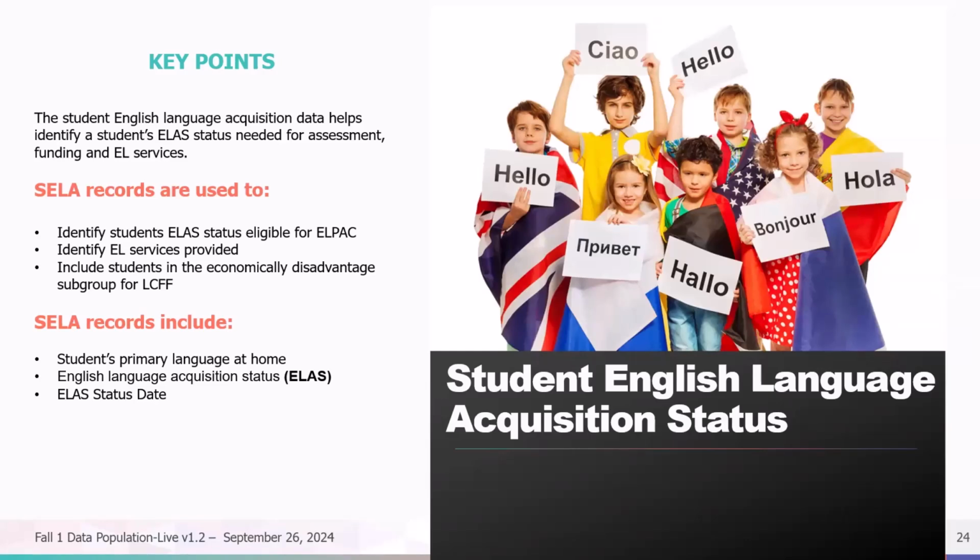So let's go ahead and move right into student English language acquisition or SELA records. The SELA file identifies the student English language acquisition status for all students, not just for English learners. And this is in order to determine assessments, funding, and English learner services necessary. SELA records identify eligibility for the LPAC, English language acquisition status, whether TBD, English only, IFEP, EL, RFEP, or ADEL, along with the initial status date, and SELA records are used to include students in the socioeconomically disadvantaged subgroups for the LCFF.